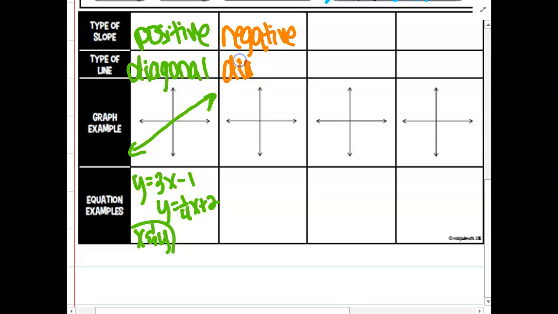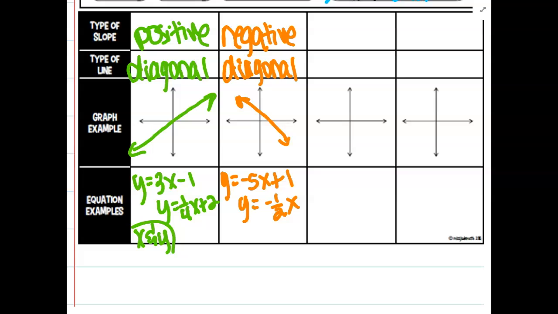Now, a negative slope is also going to be a diagonal line, but this time when you read it left to right, it's going to look like it's sloping downhill. So if you were to roll a ball down it, the ball would be rolling downhill, okay? Now, these equations are going to look similar to the positive slope, except the number in front of x is going to be negative. So maybe it'll be like y equals negative 5x plus 1, or y equals negative 1/2 x. If that number in front of x is negative, it would be a negative sloping line.